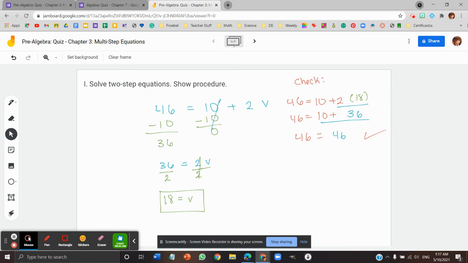Now, there are a few things that we did here. I don't know if you can see that we had to subtract that 10. What if my 10 was not positive? What if it was negative? What would I have done then? Well, I'll try to show.